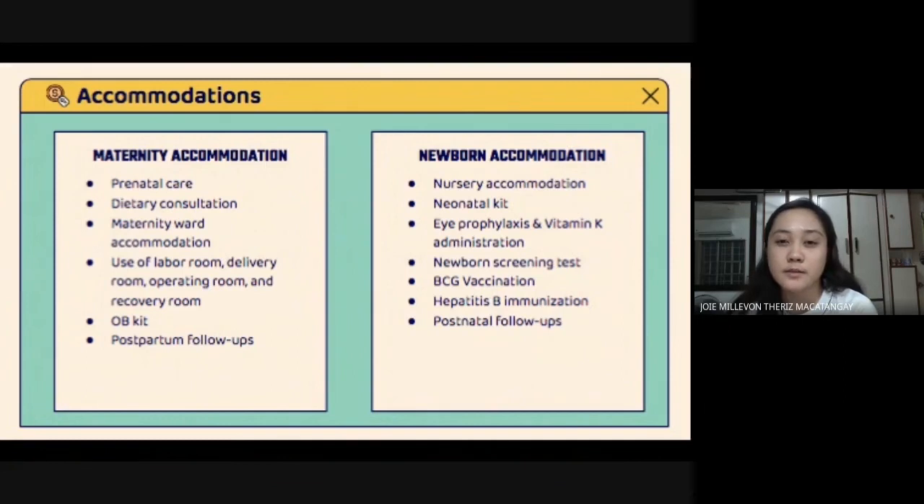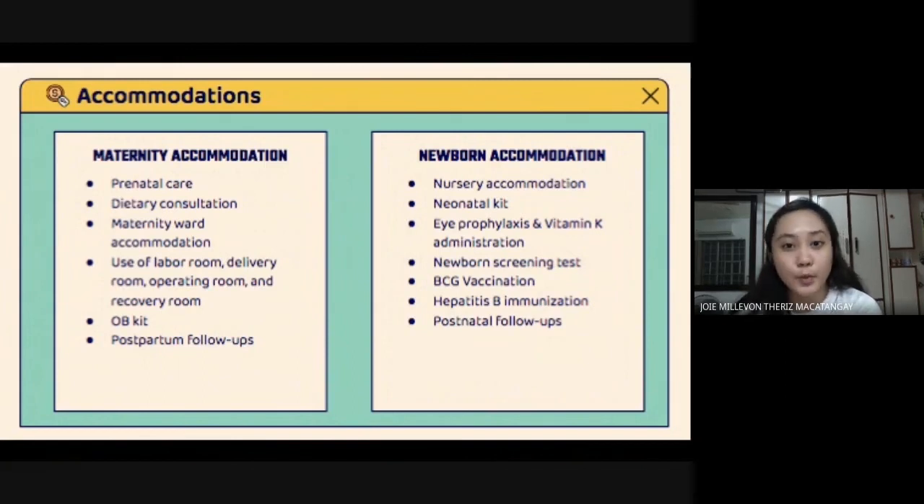Some government hospitals may not have this and some private hospitals may have this. Nursery accommodation. So, some hospitals po, especially po yung private hospitals, pero not much po sa government hospital, yung nursery accommodation. For neonatal kit, it consists of the sterile blade, cord clamp, clean plastic sheet, surgical gloves, and hand soap. So, kasama din po yung eye prophylaxis and vitamin K administration. So, ito po ay nilalagay sa mata ng baby to avoid infections and tinuturukan din po ng vitamin K for blood coagulation, which will be later explained by student nurse Chrystan.